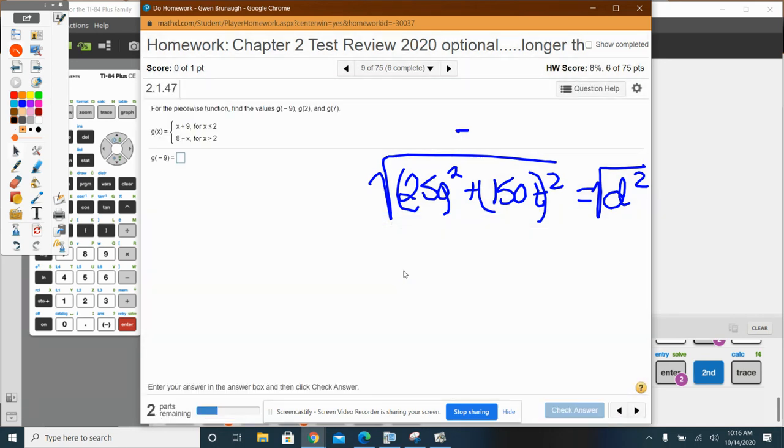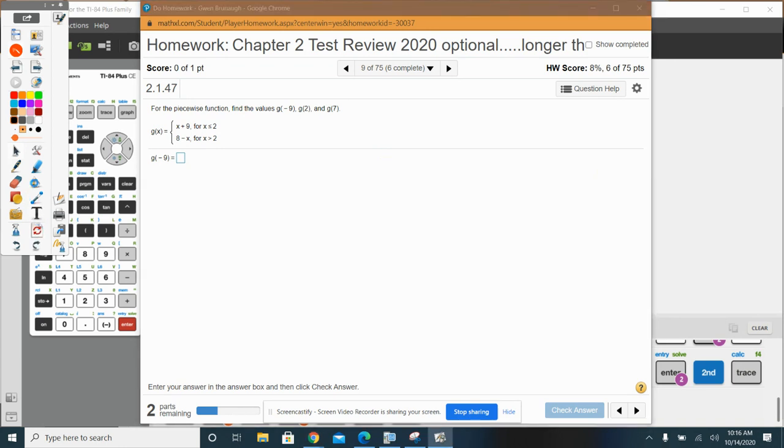Okay, make sure you go back over those right before you take that test. Okay, let's look at these values for piecewise. Okay, g of -9 means x is -9. So I had to figure out which rule it's going to be. -9 is less than 2, so it's going to go in that top rule. -9 plus 9 is 0.